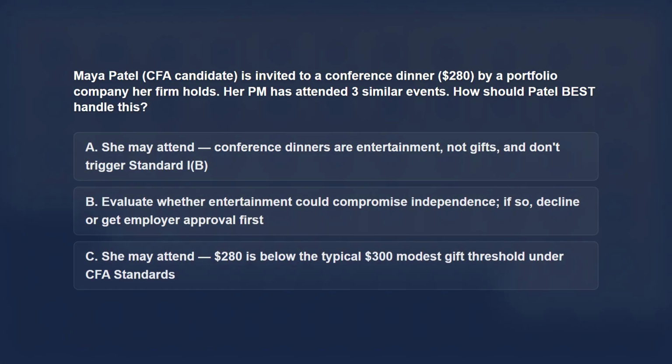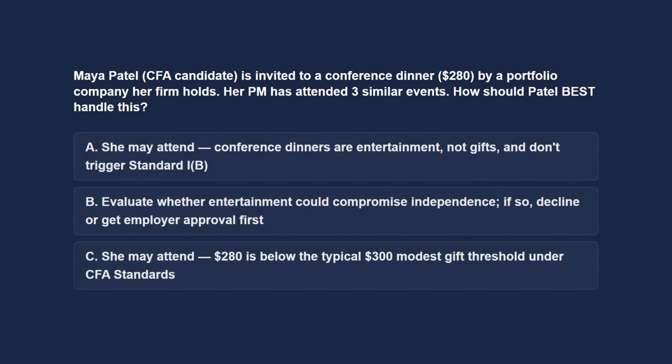B, she should evaluate whether the entertainment could compromise independence and, if it could, decline or obtain employer approval before attending. C, she may attend because $280 is below the typical $300 threshold for modest gifts under CFA standards. The correct answer is B.